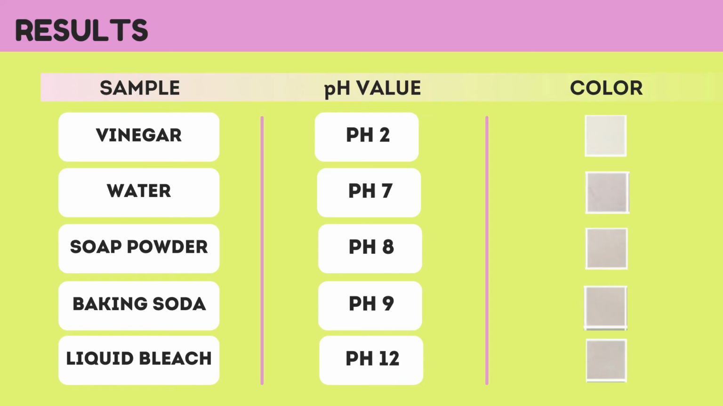If we would arrange our samples from acidic to the least acidic, the vinegar would go first, being the only acidic solution in this experiment. Next is water as our neutral solution, then soap powder, baking soda, and lastly is the liquid bleach.